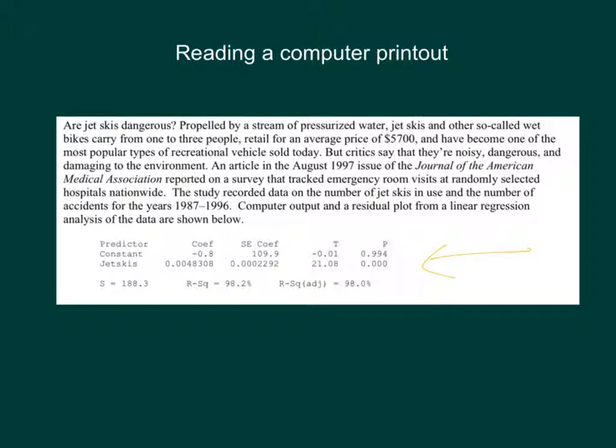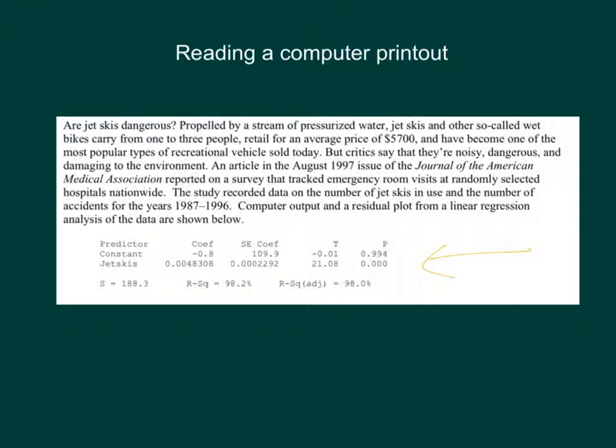So it says, are jet skis dangerous? Propelled by a stream of pressurized water, jet skis and other so-called wet bikes carry from 1 to 3 people, retail for an average price of $5,700, and have become one of the most popular types of recreational vehicles sold today. But critics say that they're noisy, dangerous, and damaging to the environment.